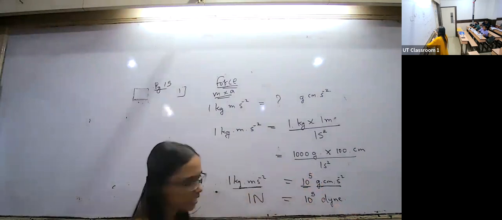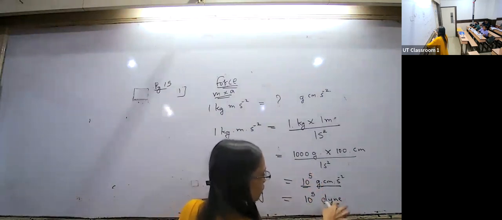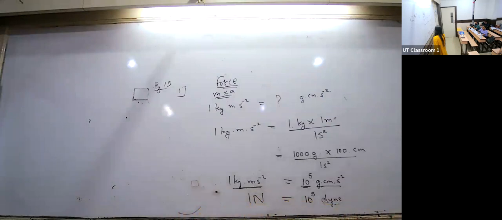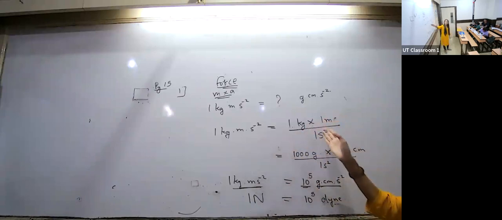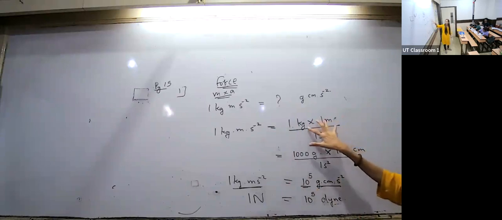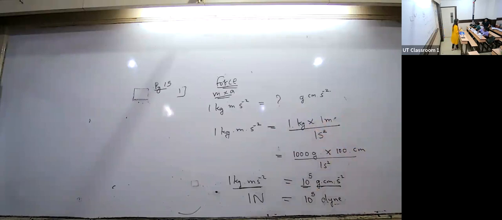Just remember this extra information. Force has been introduced, so you should know. SI unit for force is what? Newton. CGS unit of force is what? Dyne. And what is the relation? Like 1 kg is 1000 gram, here 1 Newton is equal to 10 to the power 5 Dyne. All you need to do is replace kg and meter with the respective CGS units, and you get the answer. I hope you understand how we are doing this.